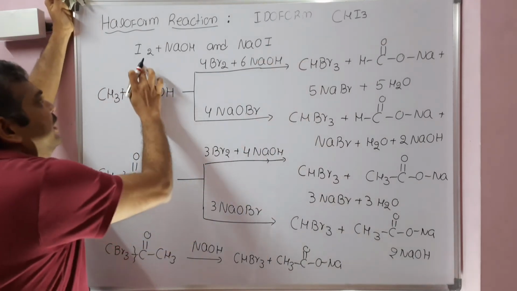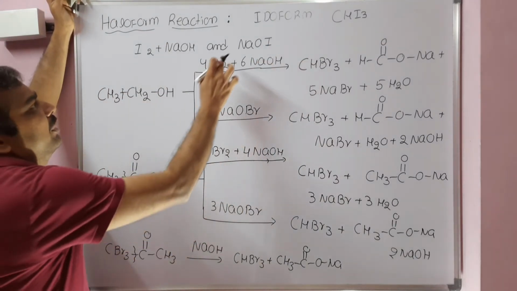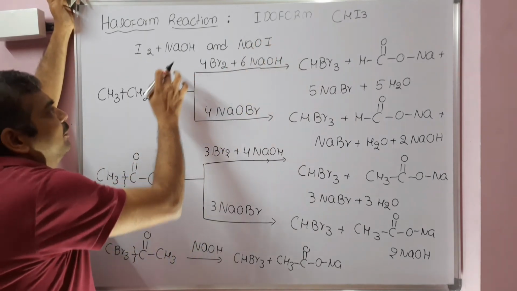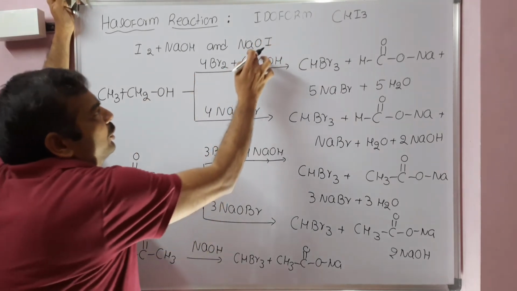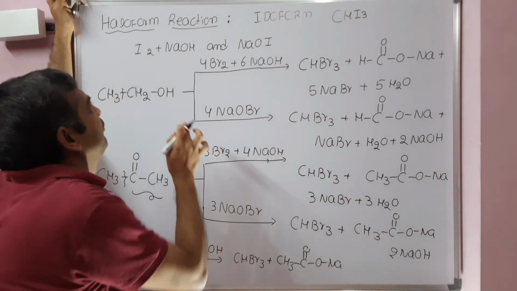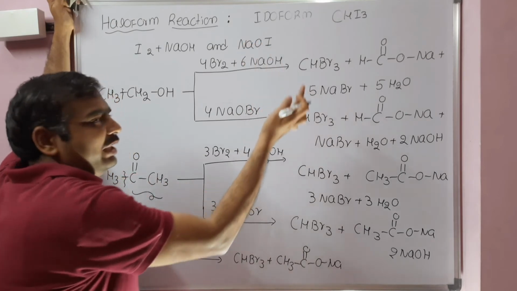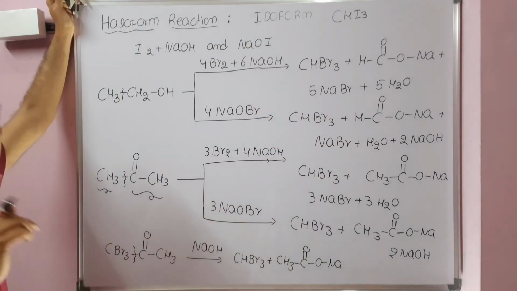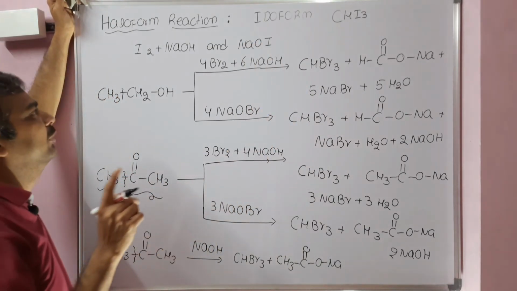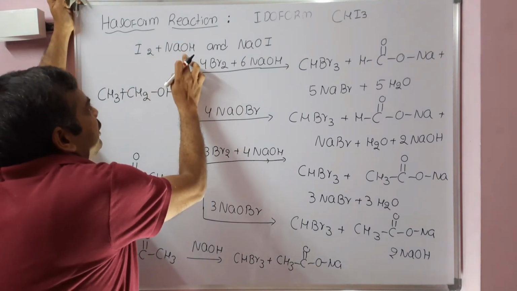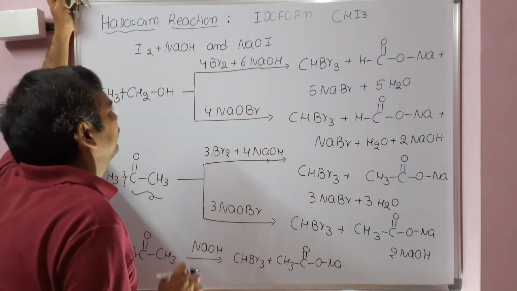Chlorine with sodium hydroxide gives chloroform, sodium hypochlorite gives chloroform; bromine with sodium hydroxide gives bromoform, sodium hypobromite gives bromoform; iodine with sodium hydroxide gives iodoform, sodium hypoiodide gives iodoform. Okay, two reagents for iodoform, haloform reactions. One is halogen in combination with sodium hydroxide, the other is sodium hypohalite.